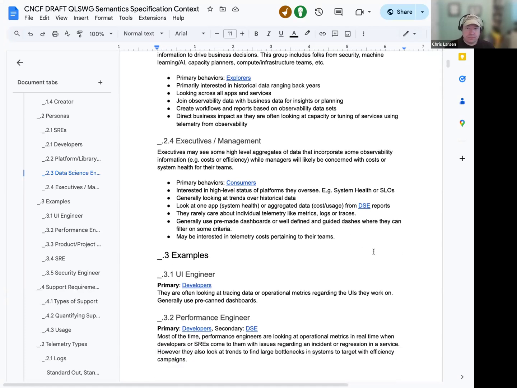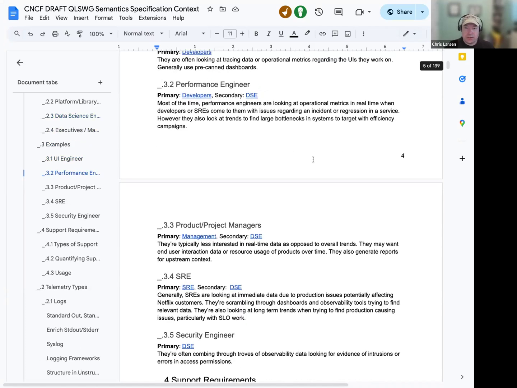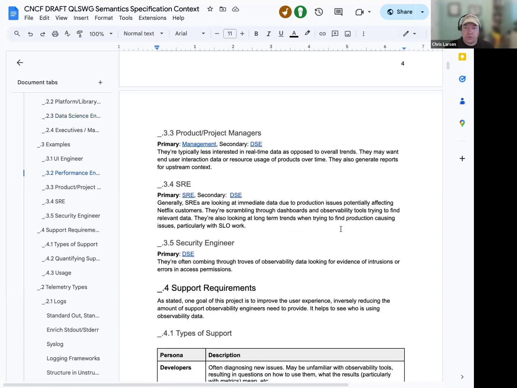Then, of course, the last one: executives or management. They do interact with observability data. Of course, they're primarily just consumers when they're looking at dashboards. A lot of data is going to be rolled up into a dashboard or something by the time they see it. Managers closer to the developers are going to look at data sometimes directly and play around with it. So they need an easy way to understand what they're looking at whenever we give them some data. We have some examples like UI engineer, development or performance engineer, product managers, SREs, of course, security engineers, etc.